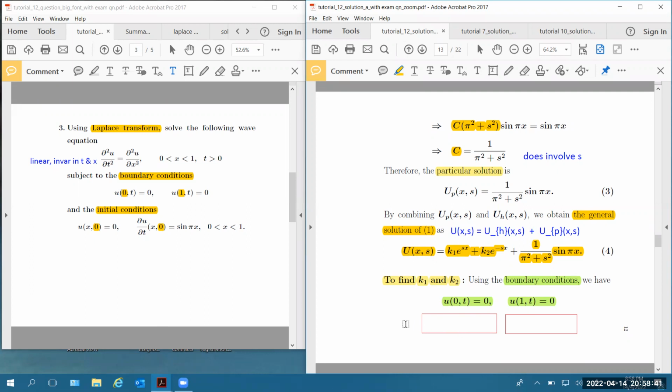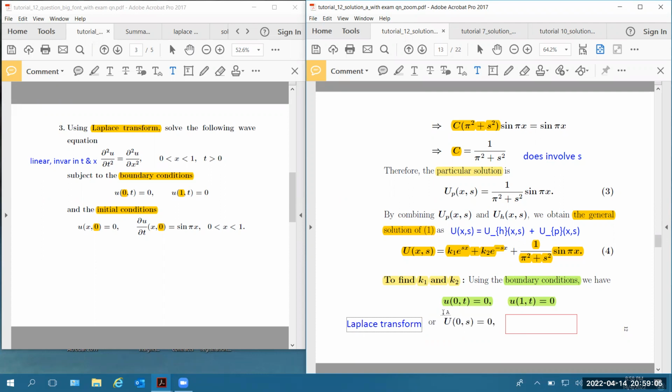So what we do here is we Laplace transform the boundary condition. Then your u(0,t), you Laplace transform your small u, and of course your Laplace transform is with respect to t.